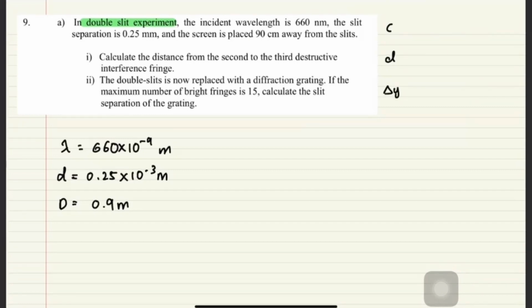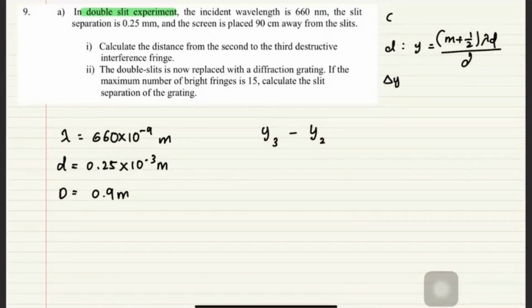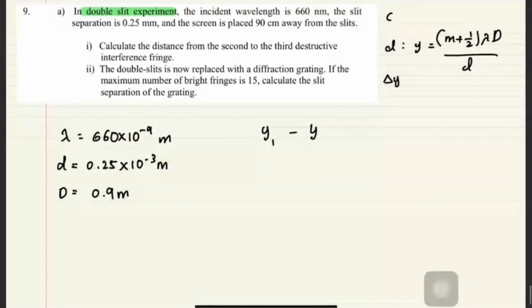Okay, so you have two methods to solve this one. Actually, this one is destructive, so you can use formula for destructive. Y untuk the third minus Y untuk second. Which is Y itu kalau destructive, Y sama dengan M plus half lambda D over d. And because they give you numbers of fringe, bila kamu masuk M tu, you have to be careful lah. M tu kena tolak 1. So jadi M1 minus M0.